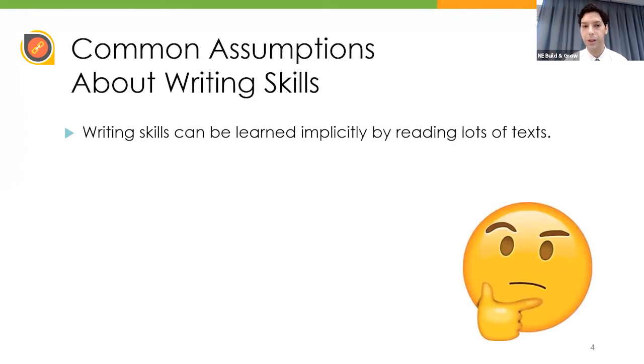So the first assumption that I've chosen here on this list is that writing skills can be learned implicitly by reading lots of texts. So this is something that we assume. Now, the question is, why is this wrong? So let me go ahead and ask someone to tell me why this is wrong.